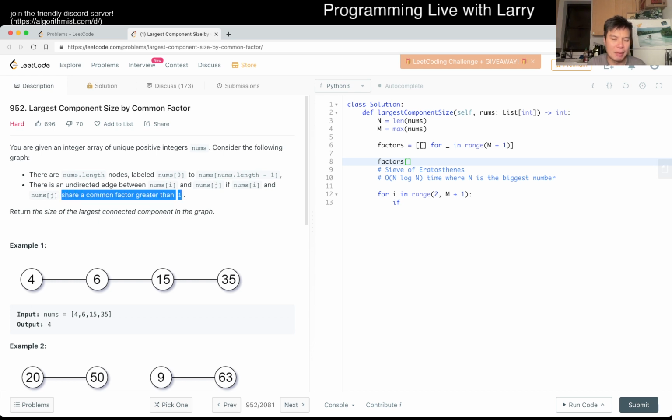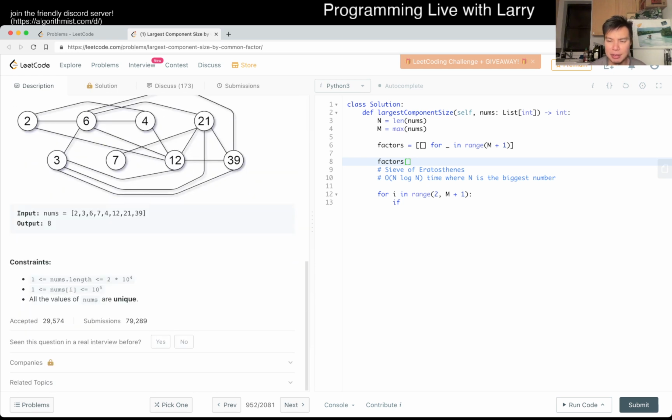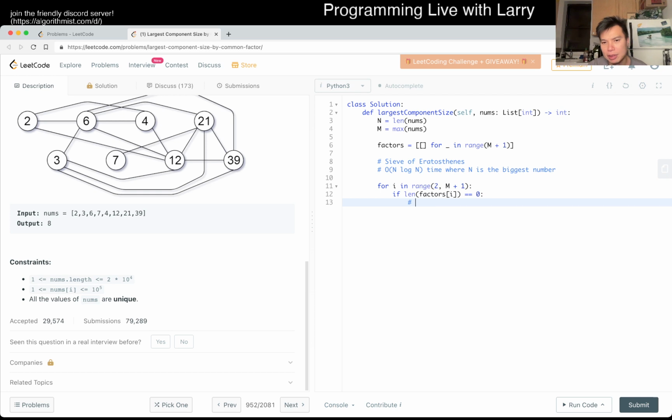Well, it has to share a common factor greater than 1. So the 1 doesn't. Basically, we could just throw away the 1, I guess, because 1 doesn't do anything. So then we don't have to do anything here. Now if length of factors sub I is equal to 0, that means there's no smaller factor of I than this, so I is prime.